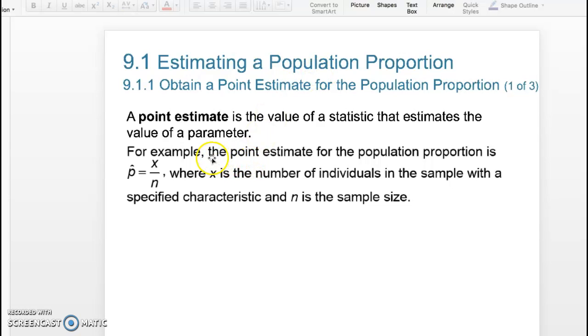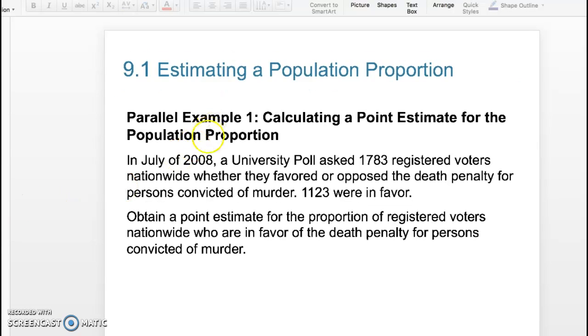So for example, the point estimate for a population proportion is p hat equals x over n, where x is the number of individuals with the specified characteristic and n is the sample size. We have seen this p hat in 8.2, where we just calculated proportion. And in fact, all of this definition makes it seem a little bit harder than it is. Let's look at a specific example.